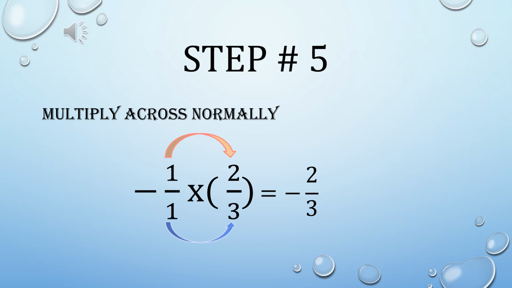After our fractions are simplified, the last thing to do is multiply across normally. In this example, you're going to multiply 1 times 2, that gives me 2, and 1 times 3, that gives me 3. And your answer is going to be negative.